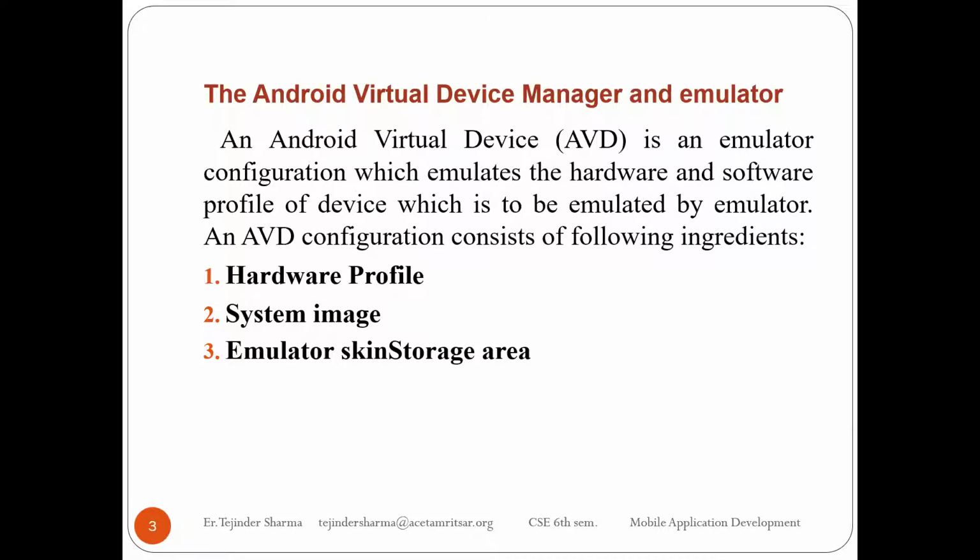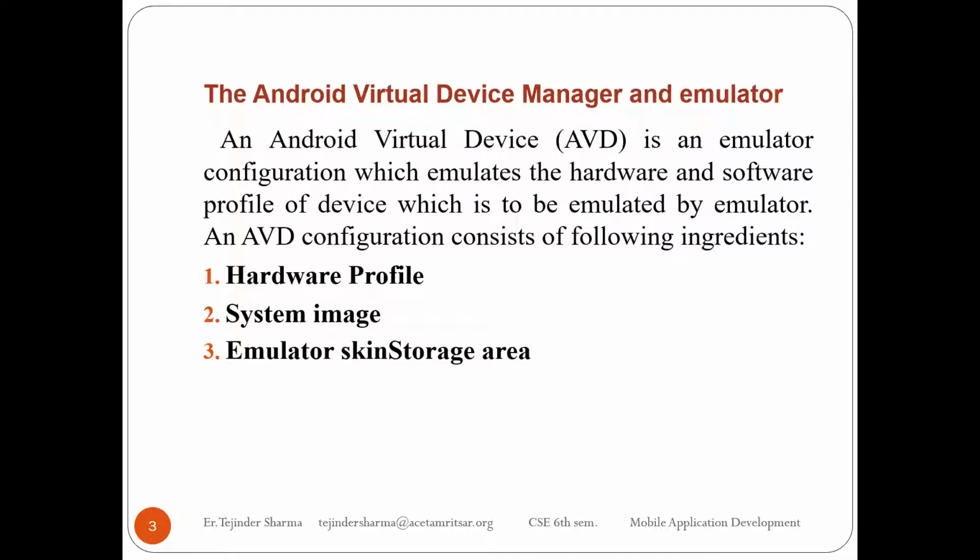So first is Android Virtual Manager. So it is an emulator configuration which emulates the hardware or software or the profile of device which is to be emulated by the emulator. This thing we have seen in the practical part where Android virtual device was used to create the virtual devices with the system image, that is with the operating system, whichever is used for the testing, and the hardware profile. Suppose we want to have the RAM 4 GB or 6 GB, then we can emulate the hardware configuration also. So then new emulator will come into the play.